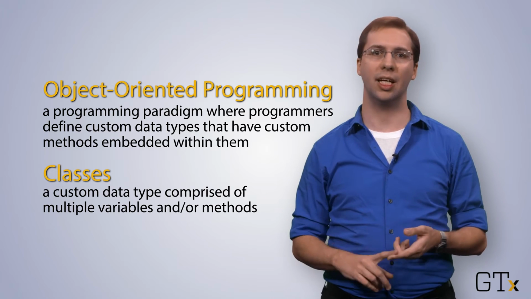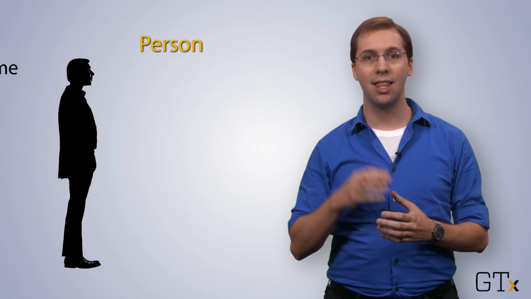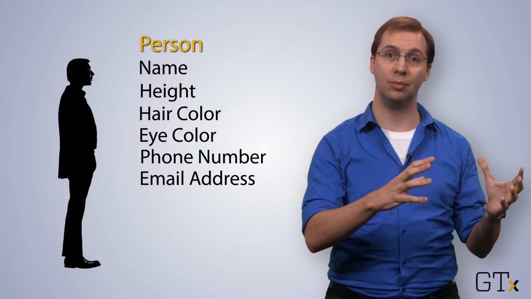They have a first name and a last name, and they might have a middle name. They have a height, a hair color, an eye color. They probably have a phone number and an email address. These are all variables that we could wrap up into one data type, and we'd call that data type a person class. The class tells us what variables should be specified for that type of object.